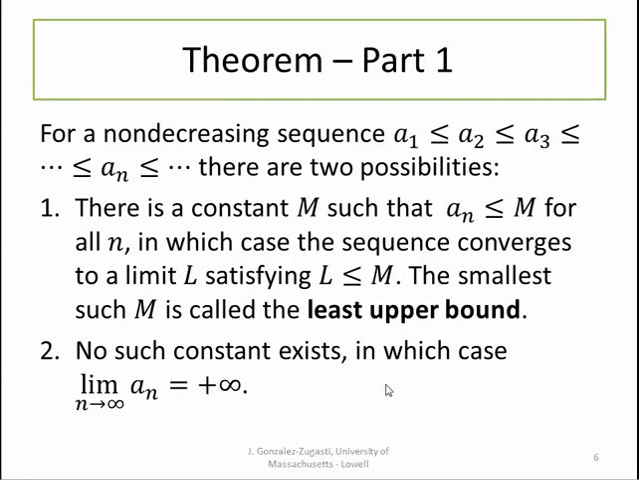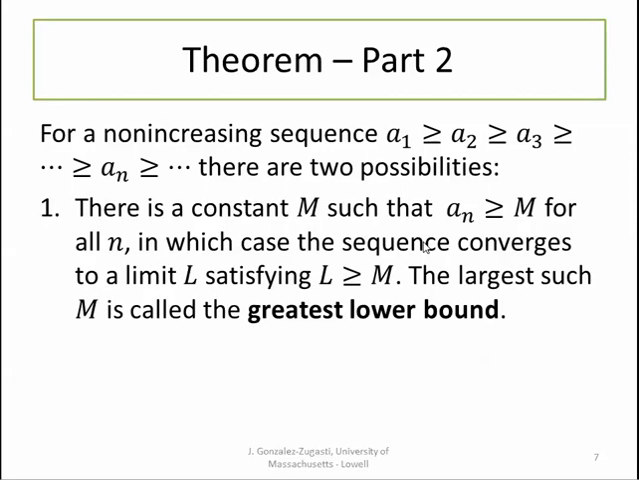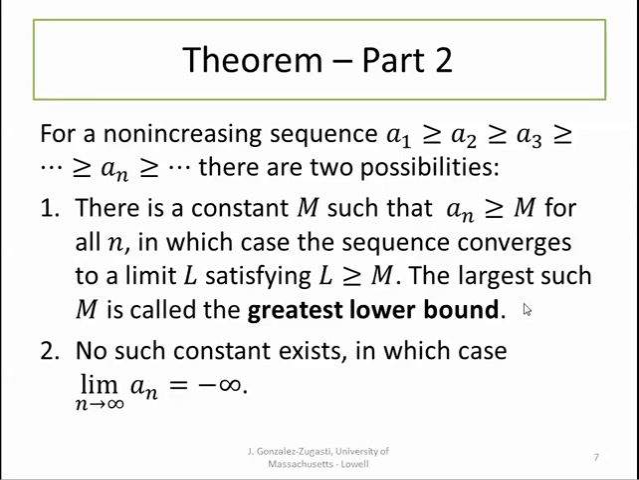Now there's a matching part to this theorem for non-increasing sequences. Just like you would expect, if you have a non-increasing sequence, there's two possibilities. Either there is a constant m such that a sub n is greater than or equal to m for all n, and when that happens, the sequence converges to a limit L, and that L has to be greater than or equal to m. And the largest m that we can find is called the greatest lower bound. If a greatest lower bound doesn't exist, then the limit of our sequence is negative infinity and it diverges.